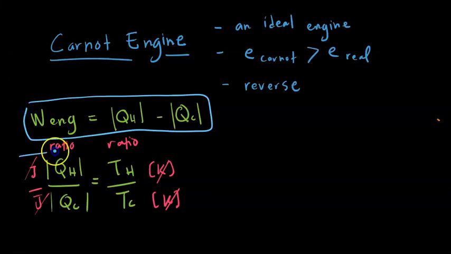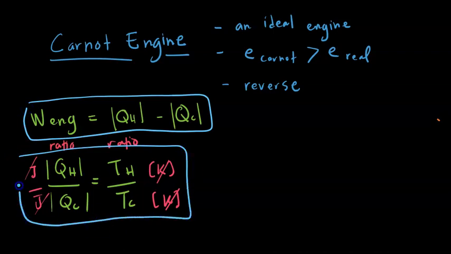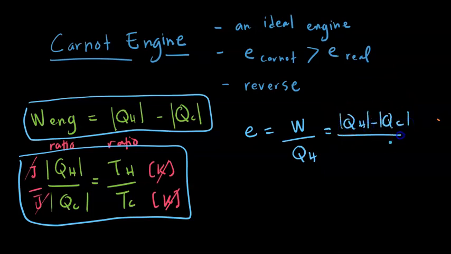First equation, second equation, and your efficiency, which is from the heat engine part, is work done over QH. And it is the same for a Carnot engine. Work done here is QH minus QC, modulus, over QH.